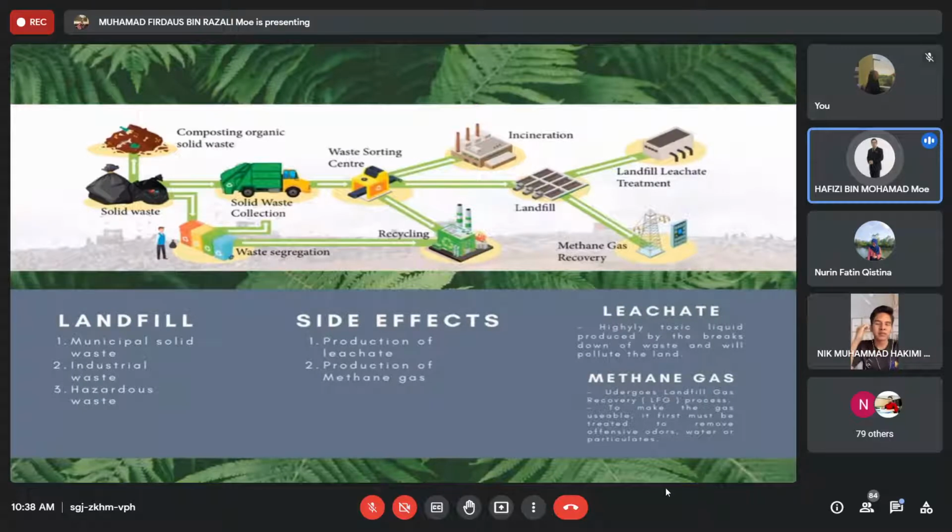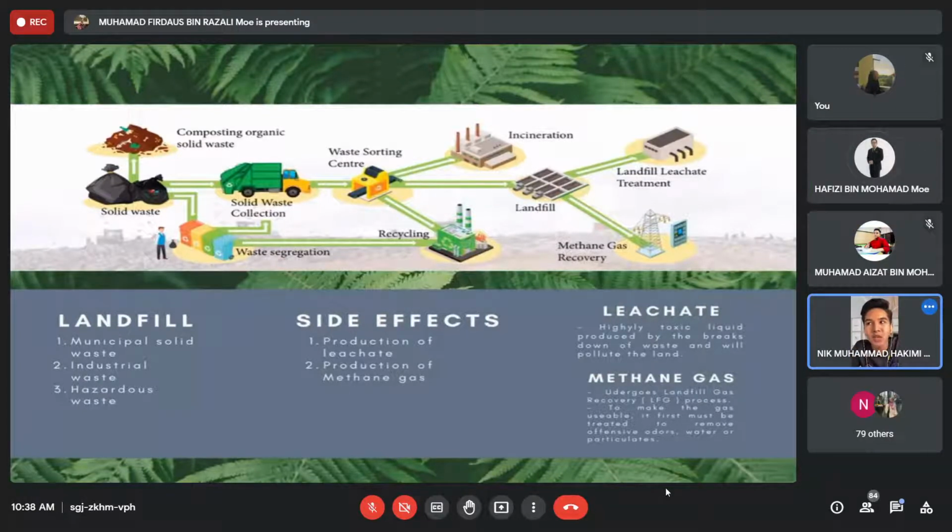Very good explanation. Okay, so dekat sorting center ni kita akan dapat dua jenis waste, which is one yang boleh recycle and second yang tak boleh. So yang boleh recycle akan dihantar ke recycle center and then akan di-recycle untuk produce new product. Okay, so yang tak boleh ni akan dihantar ke dua tempat, which is first one is incineration center.